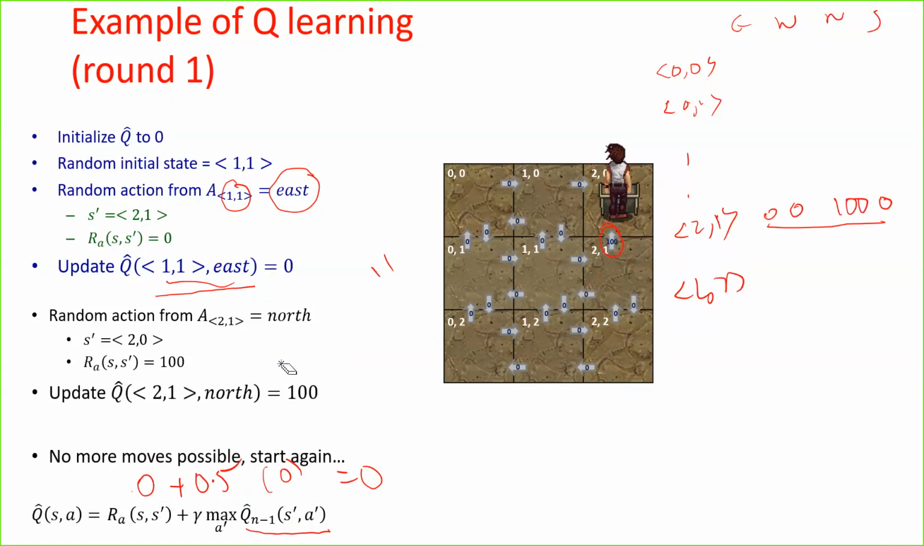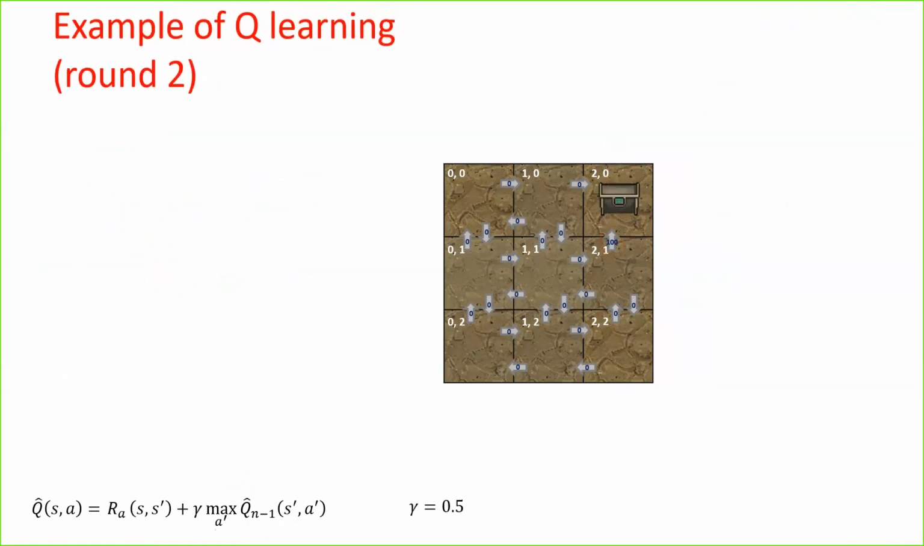Now because you have reached the terminal state, we call this one episode. Starting from some random state and reaching the terminal state, we call it one episode, one round. Now no more moves are possible. So start again with another random state. So round 2. Let the random state be 2, 2.